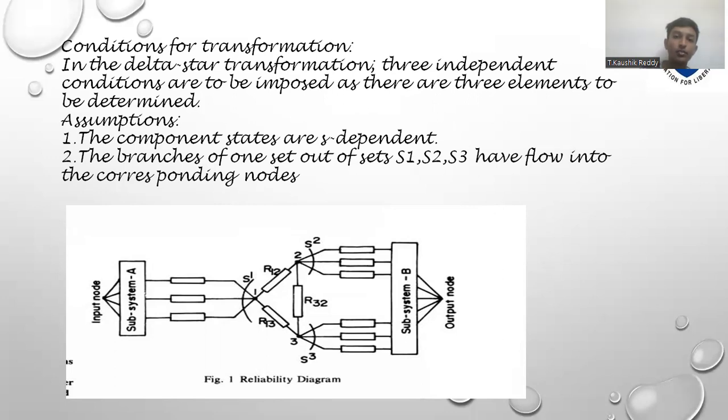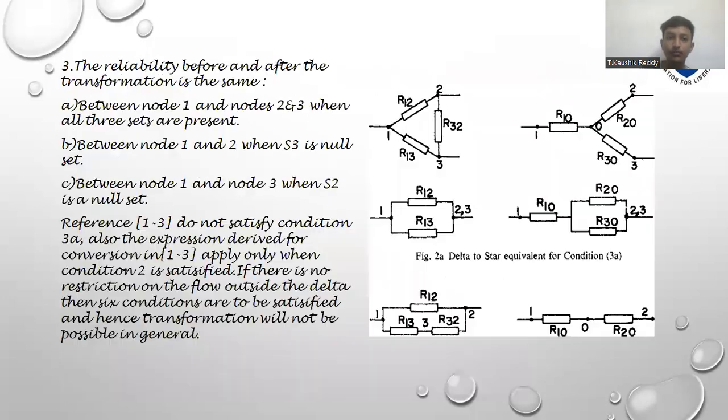In the delta star transformation, we have 3 independent conditions. The assumptions are that the component states are dependent. The branches of one set out of sets S1, S2, S3 have flow into the corresponding nodes, etc. The reliability before and after the transformation is the same.